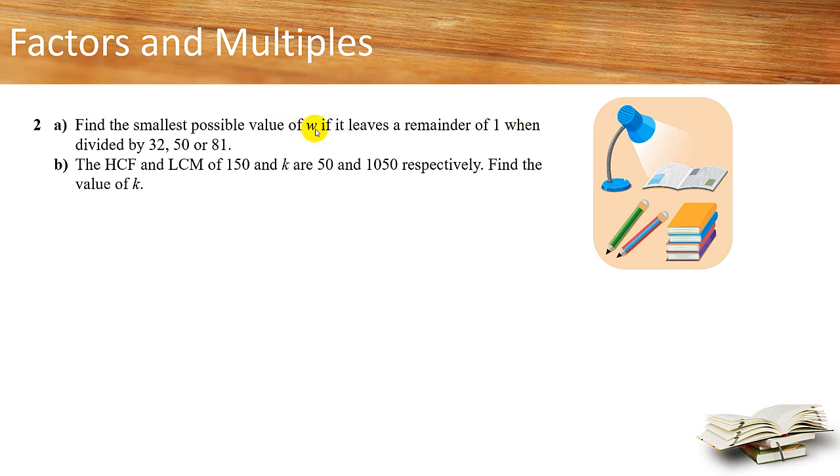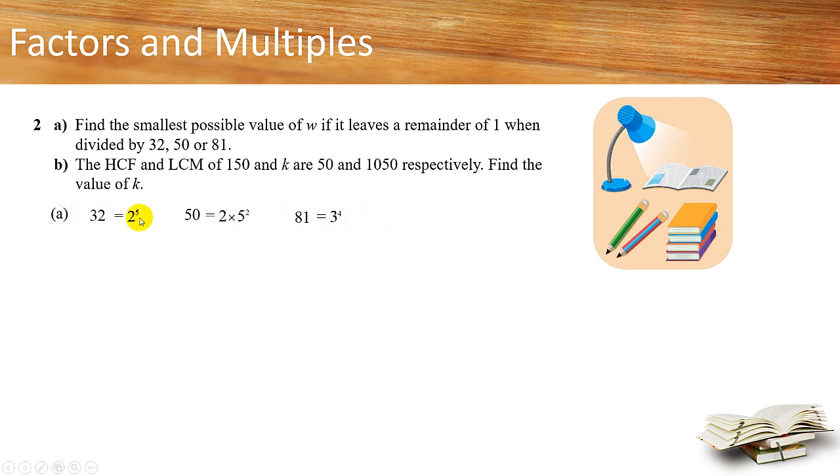Do you understand? Since the question asks for the smallest, it means we need to find the lowest common multiple of 32, 50, 81. Then we add 1, and that will be the value of W. And now, in order to find the LCM of 32, 50, 81, we can break up each number into its factors. You can do this by doing the prime factorization.